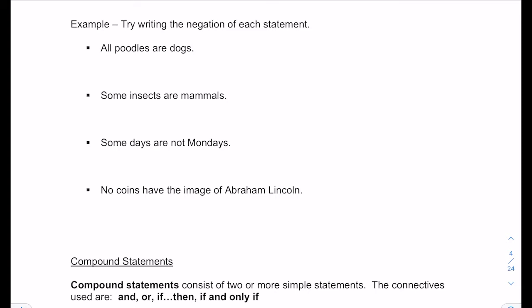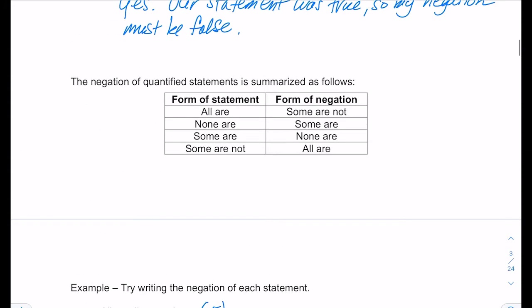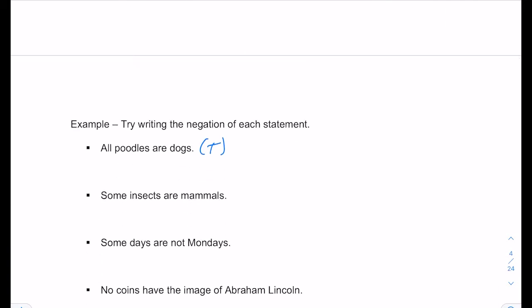All poodles are dogs. That's a true statement. So when I negate it, it should be false. If you look at the table, "all are" tells me that my negation should say "some are not." So I would change this to some poodles are not dogs, which we know is false.